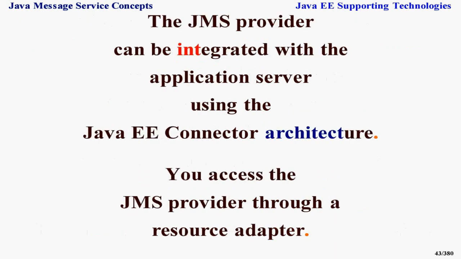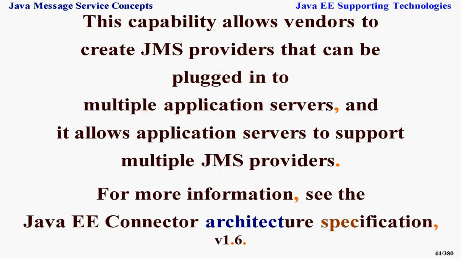The JMS provider can be integrated with the application server using the Java EE connector architecture. You access the JMS provider through a resource adapter. This capability allows vendors to create JMS providers that can be plugged into multiple application servers, and it allows application servers to support multiple JMS providers. For more information, see the Java EE connector architecture specification, v1.6.